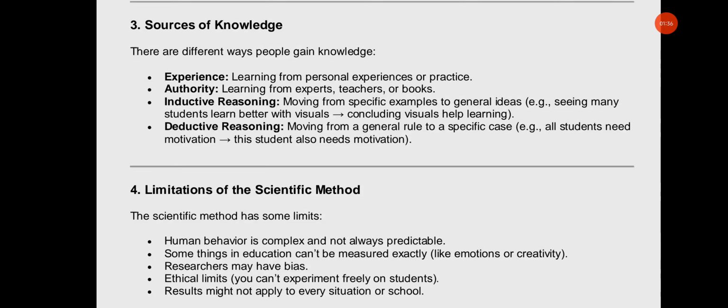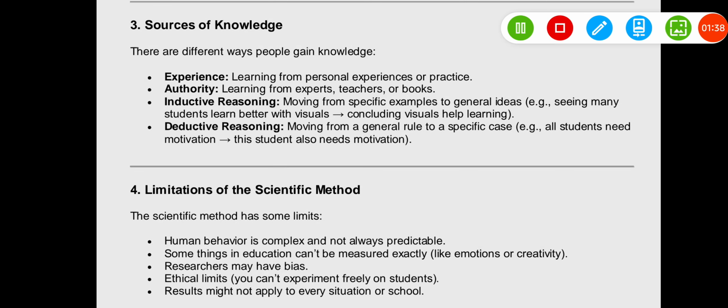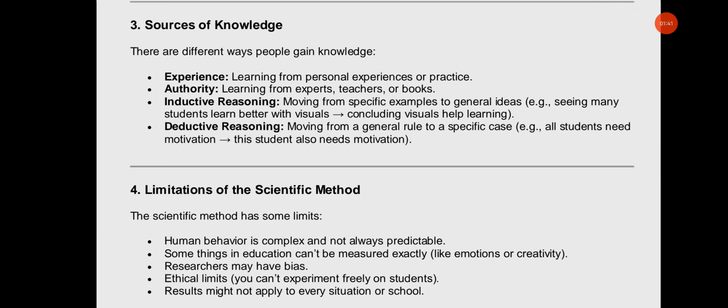Sources of knowledge. There are different ways people gain knowledge. Here we have 4 sources of knowledge. Number 1, experience, learning from personal experiences or practice. Number 2, authority, learning from experts, teachers or books. Number 3, inductive reasoning, moving from specific examples to general ideas. For example, seeing many students learn better with visuals, we conclude that visuals help learning.